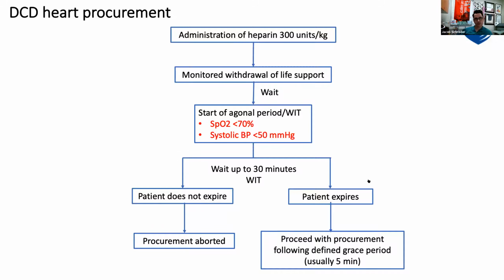So typically, prior to withdrawal of support, heparin is given. Withdrawal of life support occurs. Then again, at that SAT of 70 or a blood pressure of 50, our clock starts for warm ischemic time. So theoretically, within the trial, the cross clamp should be applied and the heart should be perfused within 30 minutes of that time.